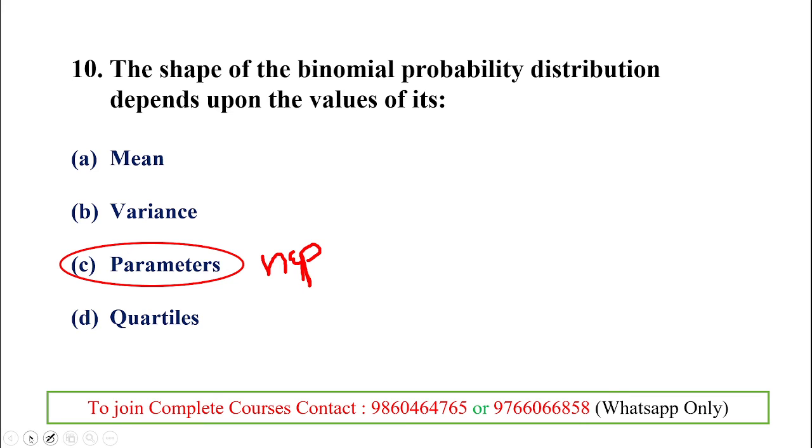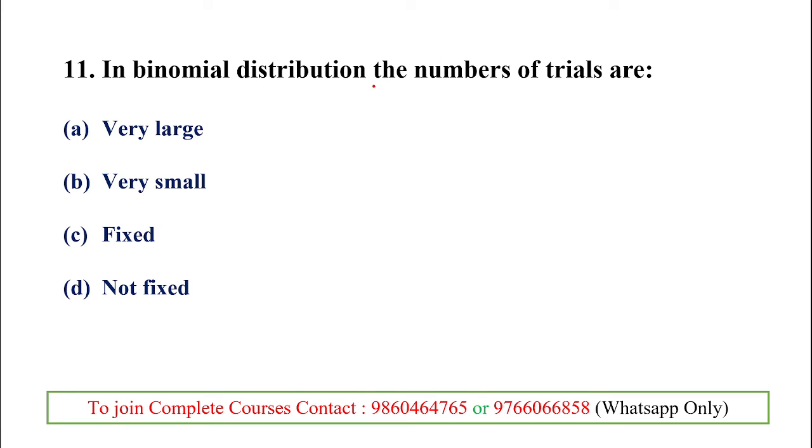Next one, in the binomial distribution, the number of trials may be very large, or very small, or it is fixed, or it is not fixed. So in the binomial distribution, the number of trials is fixed. We discussed that it is a discrete probability distribution. So the number of trials is fixed.